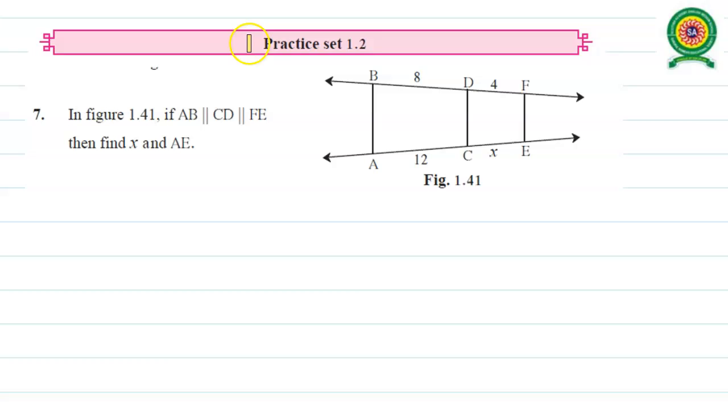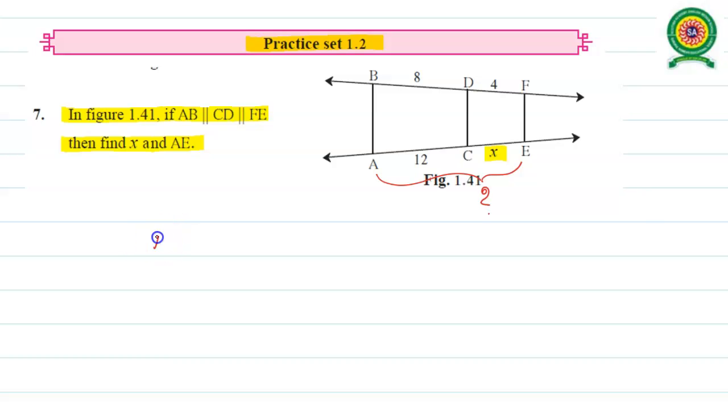Look at question number 7 from practice set 1.2. In figure 1.41 we have the figure given. If AB is parallel to CD is parallel to EF, then find x and AE. Look, we have CE as x, and AE overall we have to find.